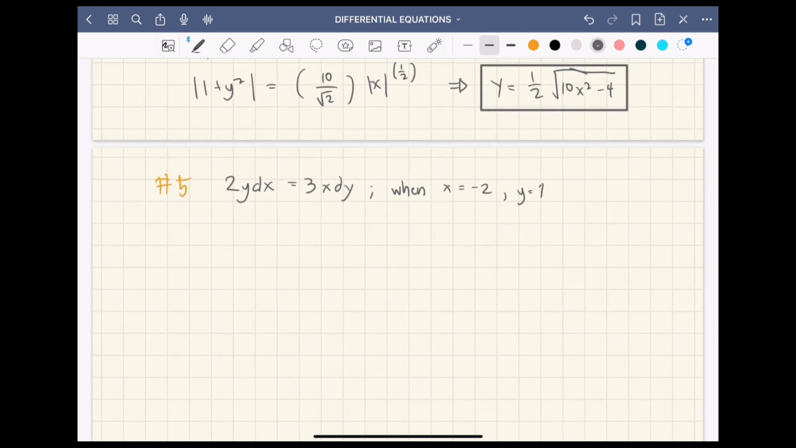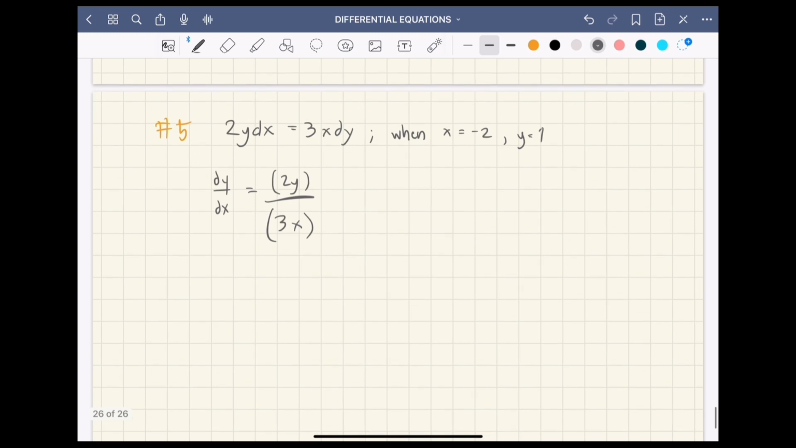So we have here another example. This differential equation is 2y dx equals 3x dy when x is negative 2 and y equals 1. To solve this using the method of separable equations, we can rearrange it as dy over dx equals 2y over 3x.